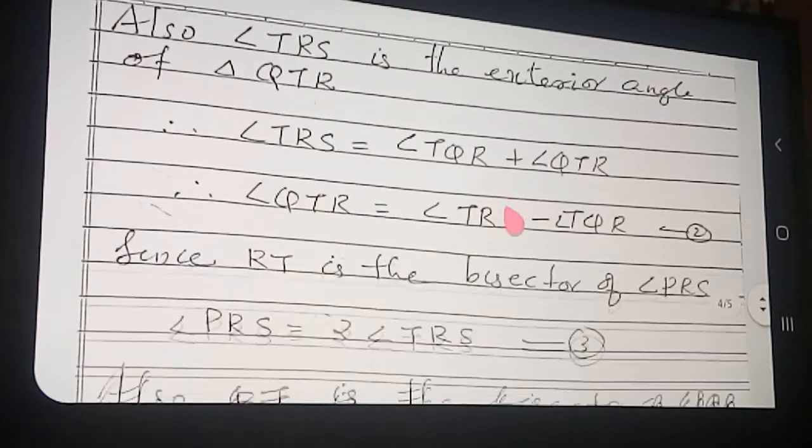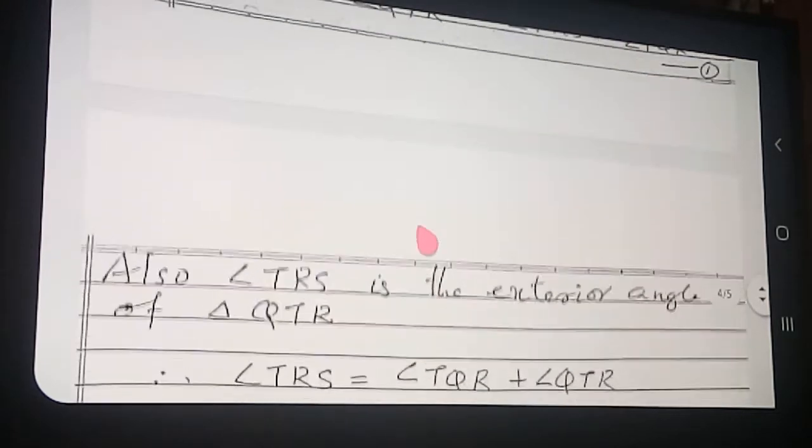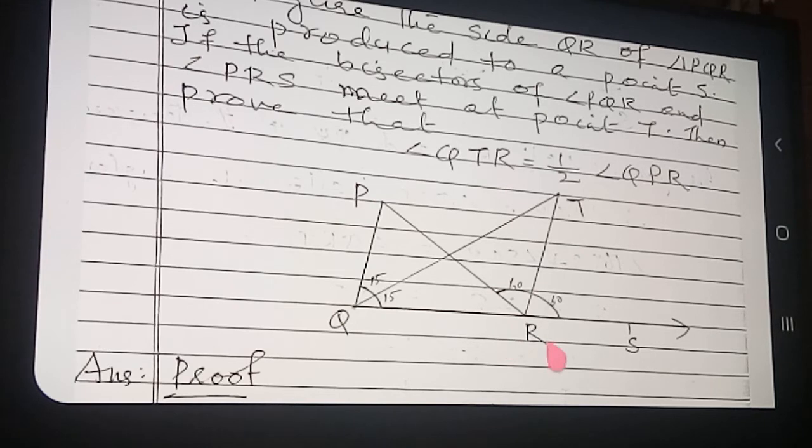How we are connecting, we can see. Next point, see. RT is the bisector of angle PRS. All of you look at your textbook diagram. RT is the bisector of angle PRS. Therefore, how can we write PRS? PRS is equal to 2 times TRS. How much will come? 2 into 60. 120. So PRS, you see, 120 comes here.